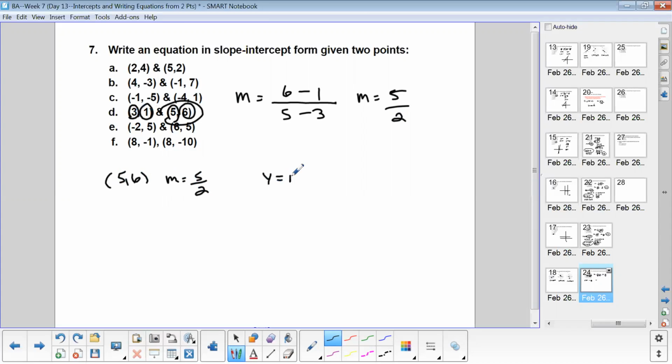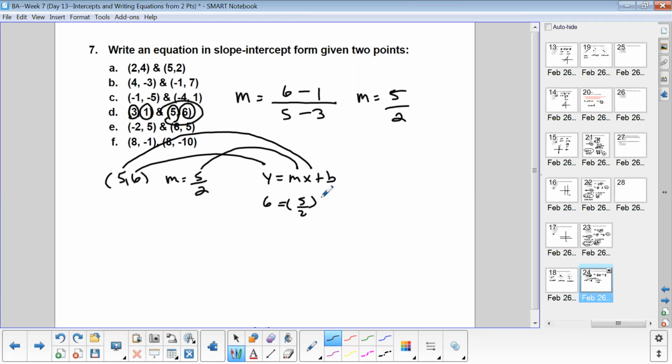And I'm going to substitute into my equation. So 6 goes in the place of y. 5 halves goes in the place of the slope. 5 goes in the place of x. And I'm looking for my intercept. So 6 is equal to 25 halves plus b.